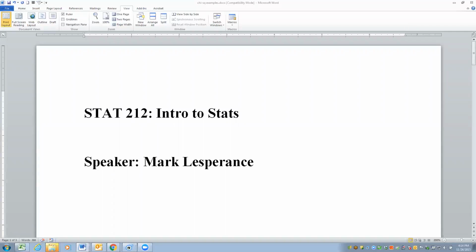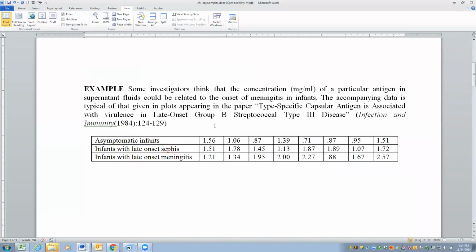Okay, with this set of examples, we're going to look at how to calculate the analysis of variance test statistic. The example we're going to look at is the following. Suppose that some investigators think that the concentration of a particular antigen in supernatant fluids could be related to the onset of meningitis in infants. The accompanying data is typical of that given in plots appearing in the paper.